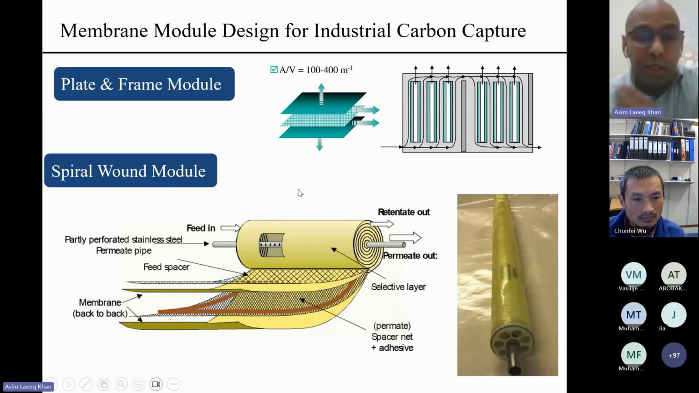For CO2 capture, generally a spiral wound membrane configuration is used, in which the flat sheet membranes are rolled, and in between each roll we have spacers and we have a central feed line. The permeate through each configuration is collected in a central permeate line and then collected in the header. This is an example of an industrial scale spiral wound module.